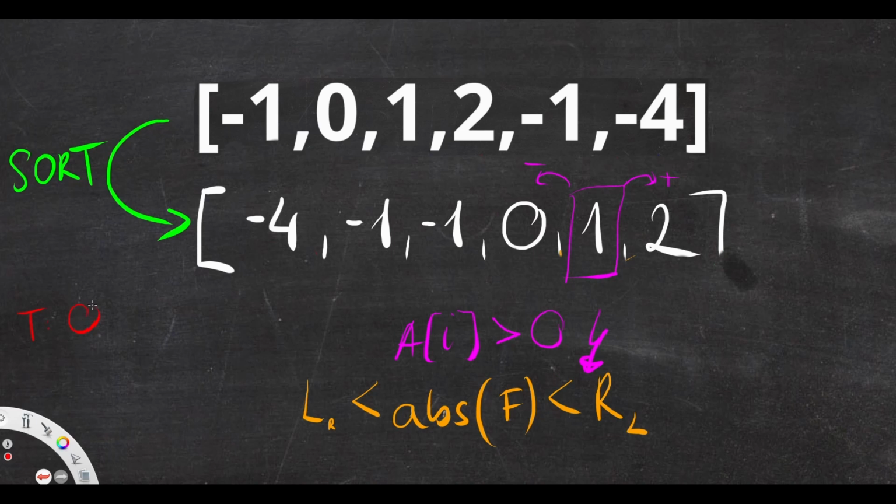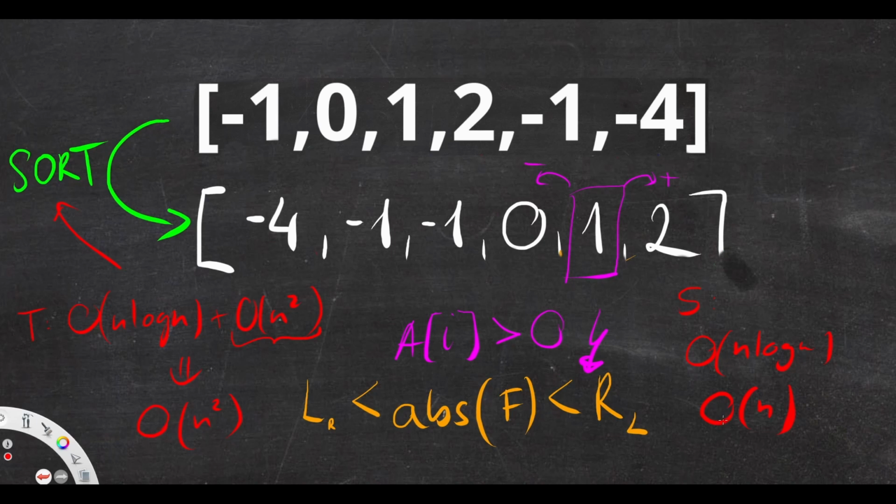Time-wise, it will be big O of n times log n because of this sorting, plus big O of n squared. The magnitude will be big O of n squared, so overall the algorithm will run on big O of n squared time complexity. And space-wise, it's a bit tricky though because usually it will be somewhere between big O of log n and big O of n, depending on your language's sorting algorithm.